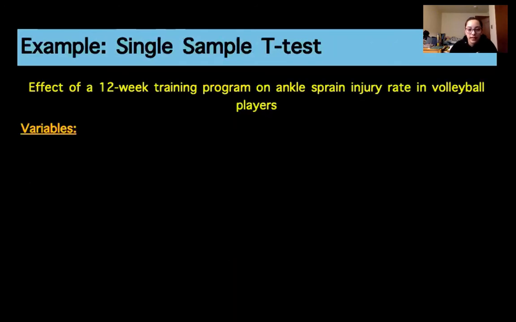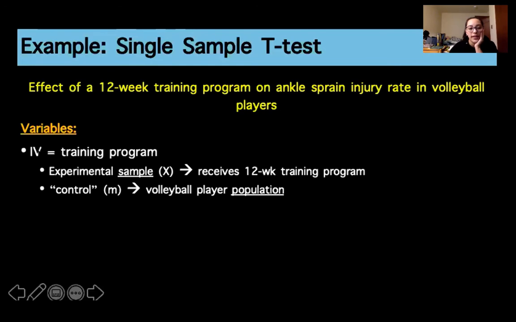So let's look at an example because that helps. If we wanted to look at the effect of, that was actually very unintentional, that I just chose volleyball players and stretching, because I forgot that this was the example I gave. So if we look at a 12-week training program on ankle sprain injury rate in volleyball players, we would identify the independent variable as the training program.